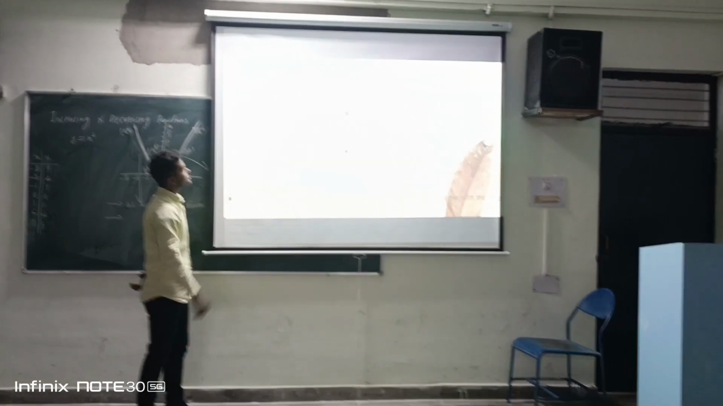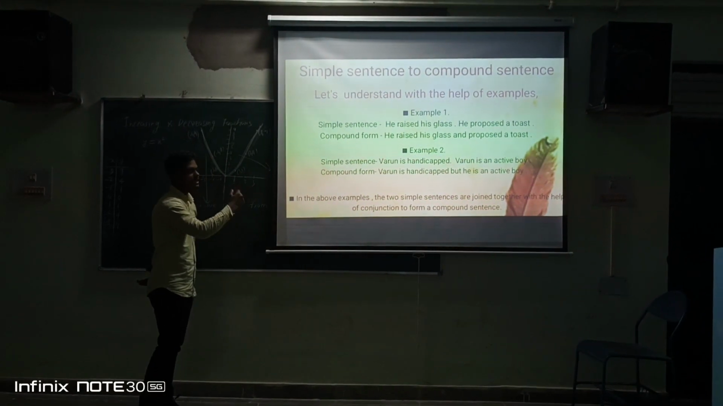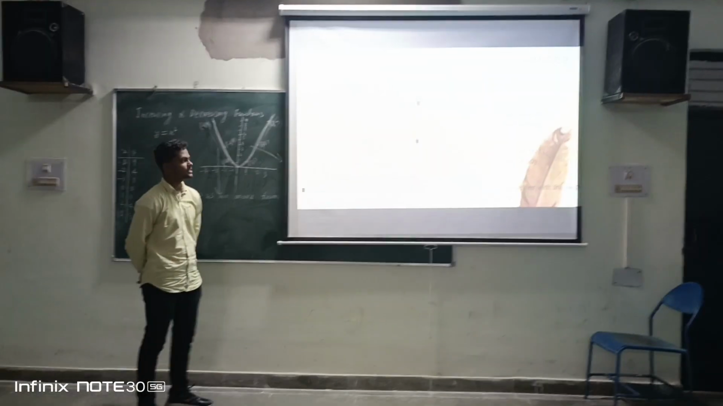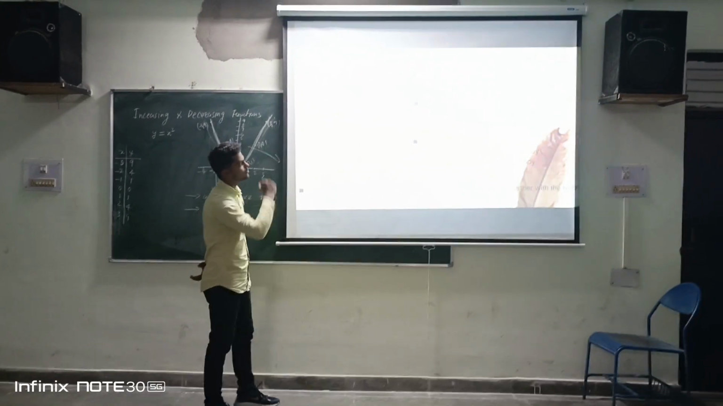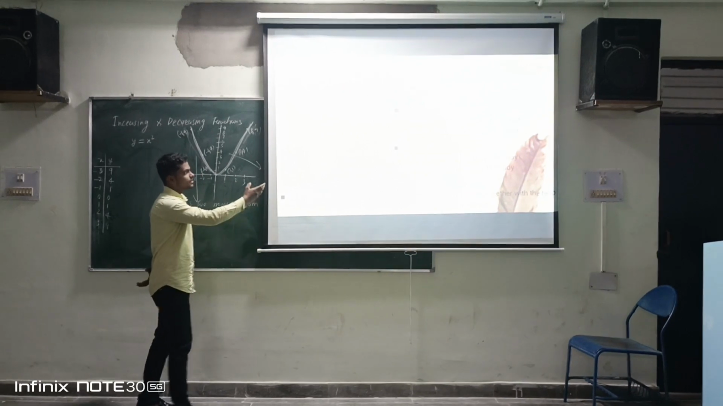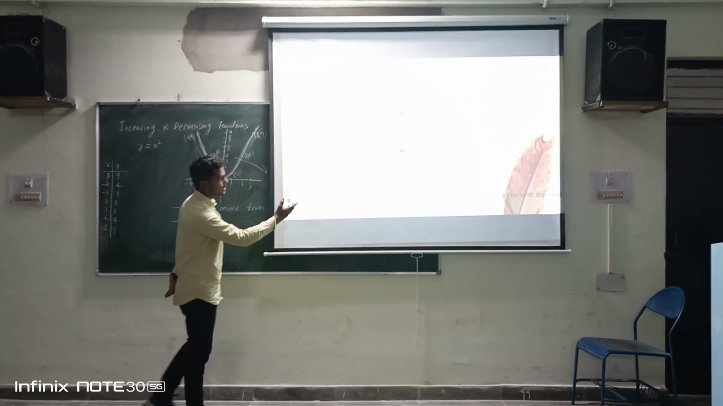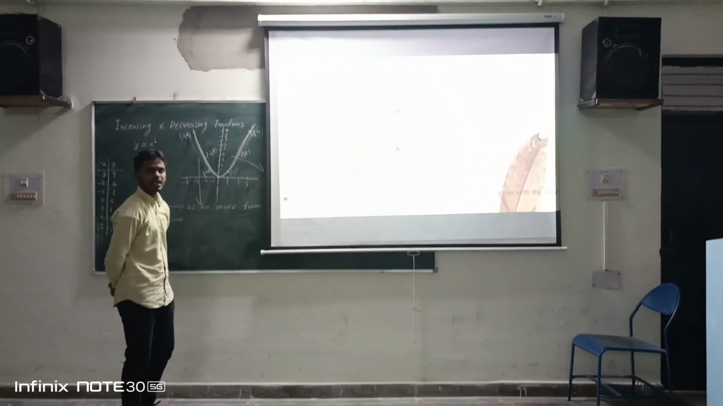For example, simple sentence. We raise this glass. We propose a toast. Here, these two are simple sentences, and when we combine them with the help of and, they become a compound sentence. Next one, simple sentence. One balloon is handicapped. Balloon is an active boy. Here, these two sentences are combined with the help of but.